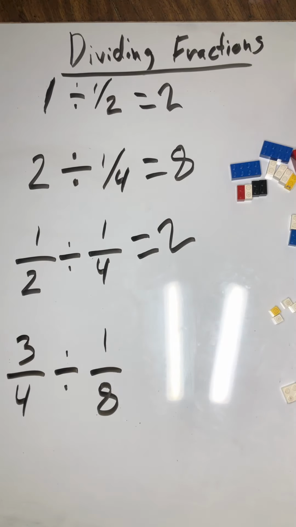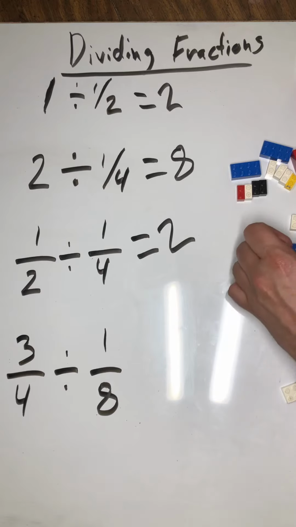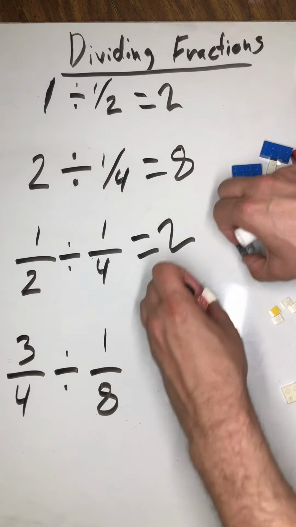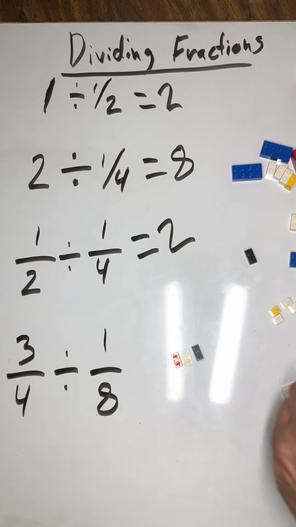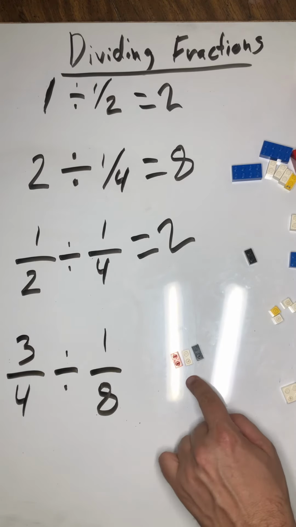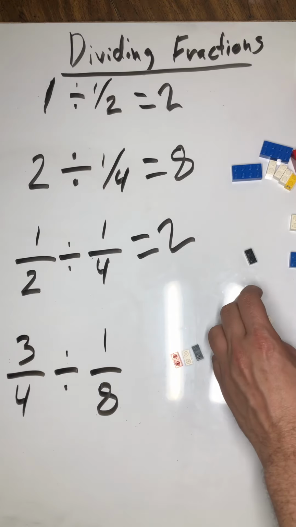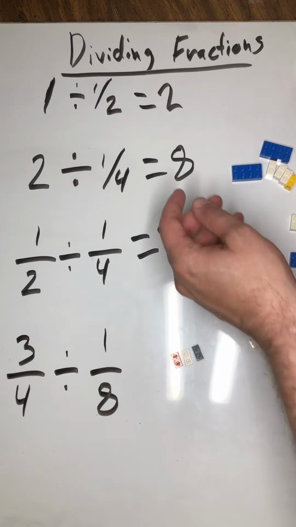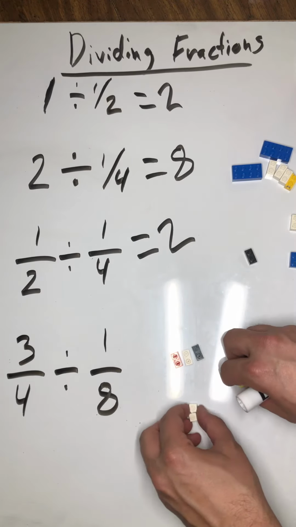Now here's a harder one. We have 3 fourth pieces. So I'm going to grab 3 of my fourth pieces. Let's grab 1, 2, 3. 3 of them. Now, how many eighths would it actually require for us to create 3 of these? Well, my eighth pieces are like these little dot ones. I only have so many of them, unfortunately. Some of them got away from me.